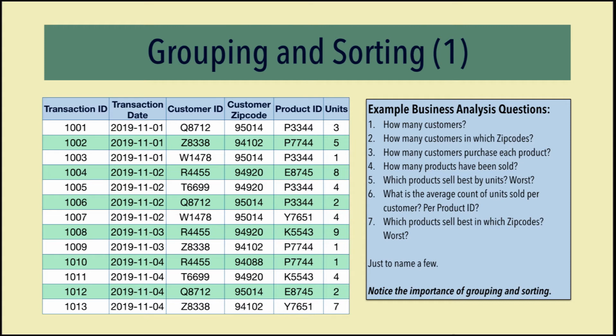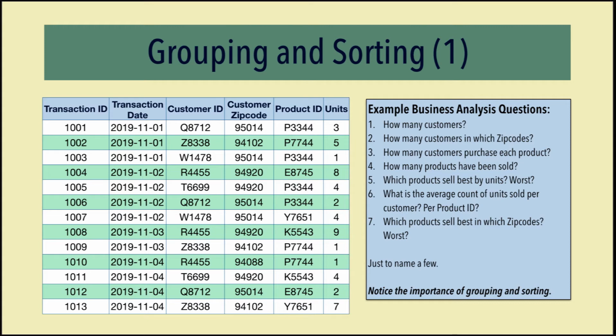So let's have a couple of examples. Let's say we have a rather small data set, as shown here on the left. There are 13 transactions spanning about 4 days. And we have a handful of customers and their zip codes and a handful of products and the quantities that the customers purchased. Even with this small data set, with only 13 observations or 13 transactions, it's pretty hard to make sense of it just looking at even this relatively small number of entries.